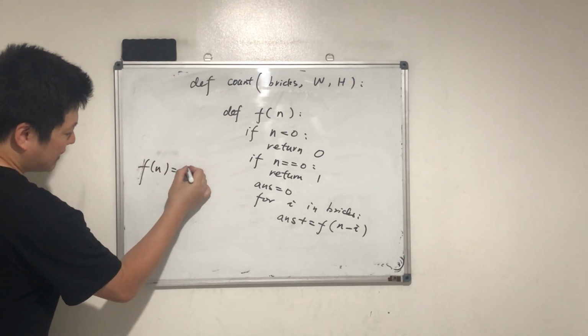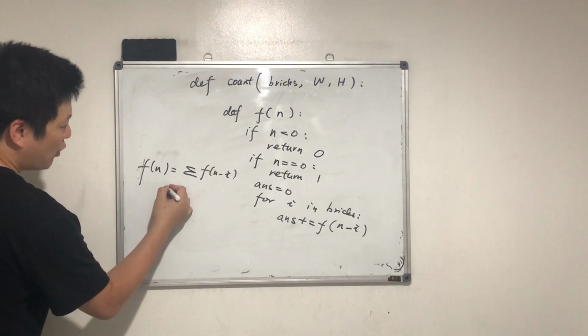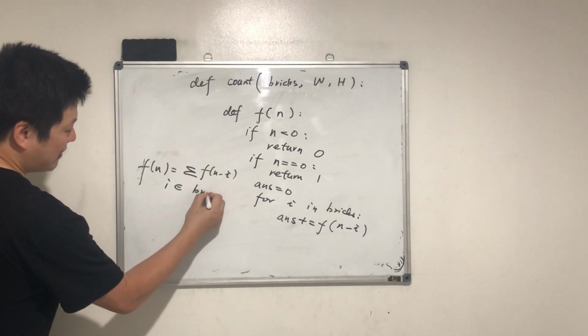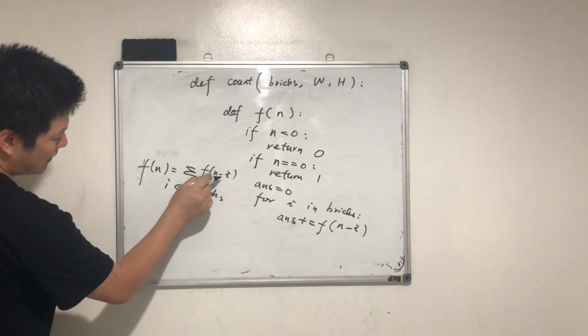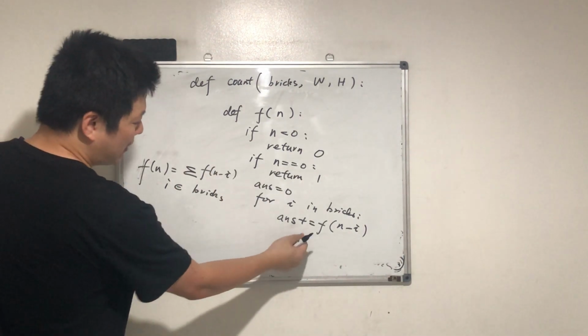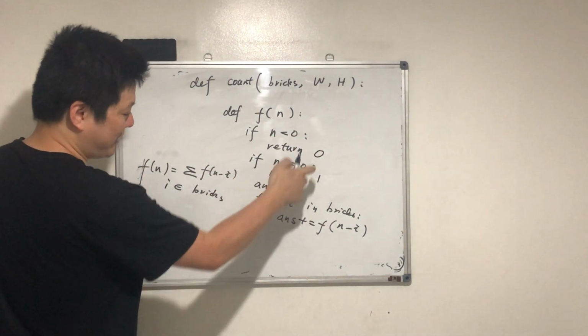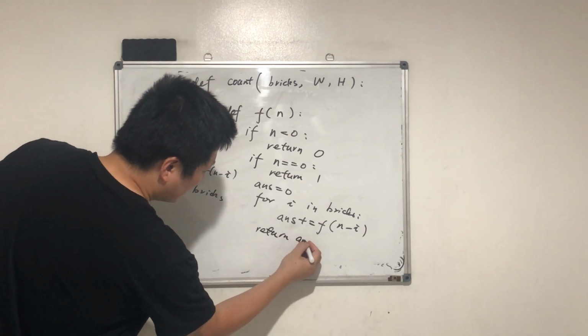Fn we just say is the sum of Fn minus i, where i belongs to bricks. Okay, and n needs to be bigger or equal than i, but that's okay. We don't check here because if n is smaller than 0, we just return 0 here. Return answer.